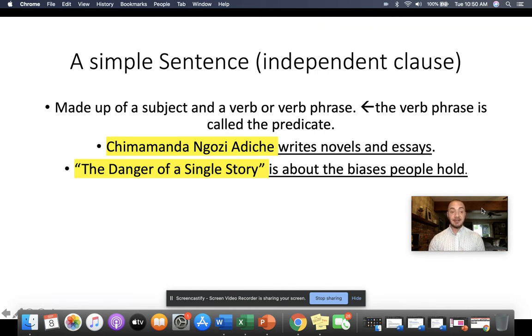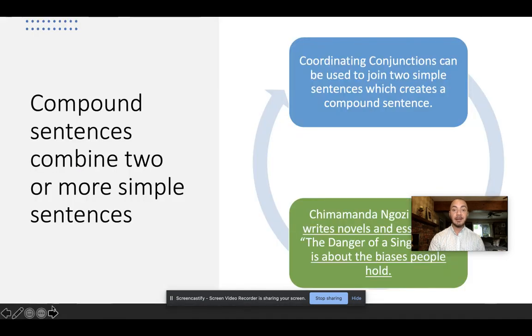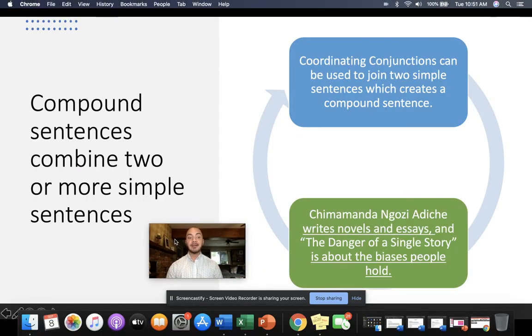In our second sentence, the danger of a single story is our subject, and is is our verb, is about the biases people hold is our verb phrase or our predicate. So we have two simple sentences here. Those can be rewritten and combined. So compound sentences combine two or more simple sentences. If we take a look at the example down at the bottom of the screen in green, Chimamanda Ngozi Adichie writes novels and essays, comma, and the danger of a single story is about the biases people hold.